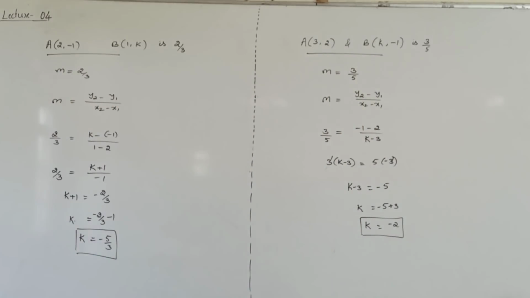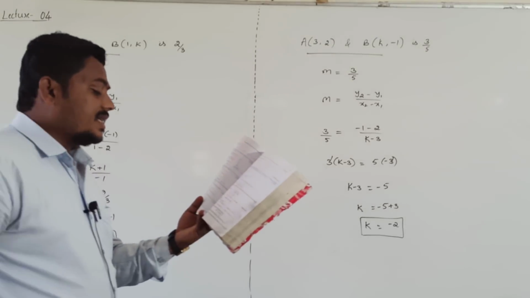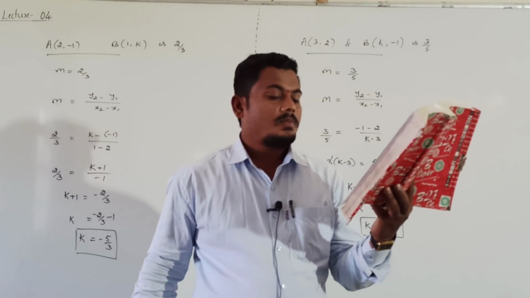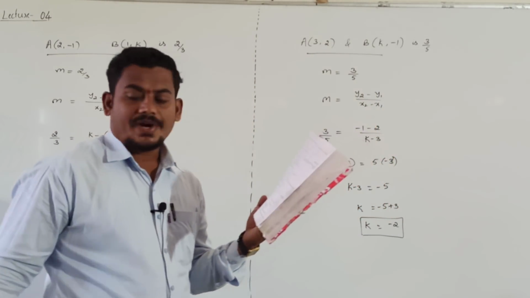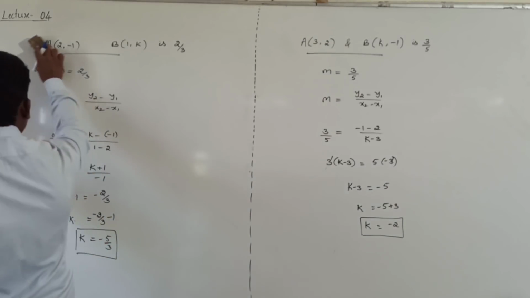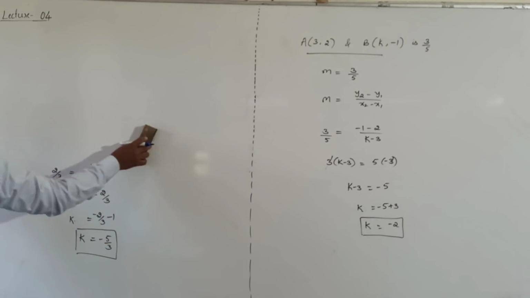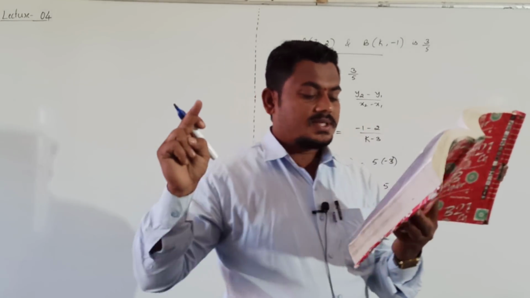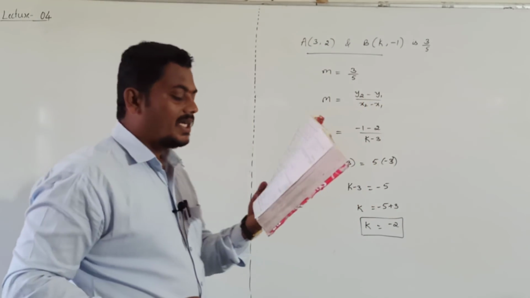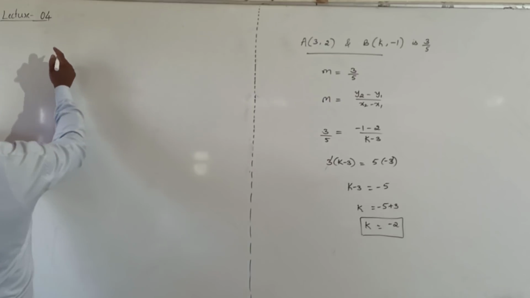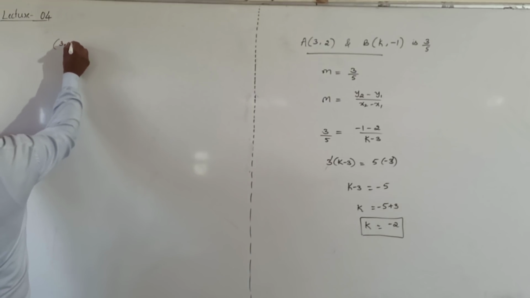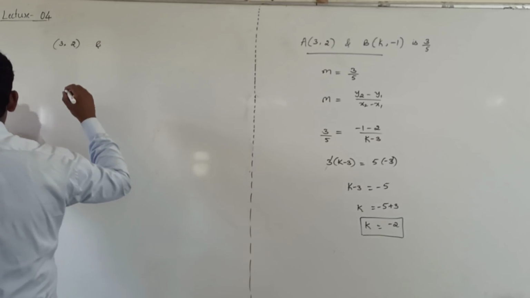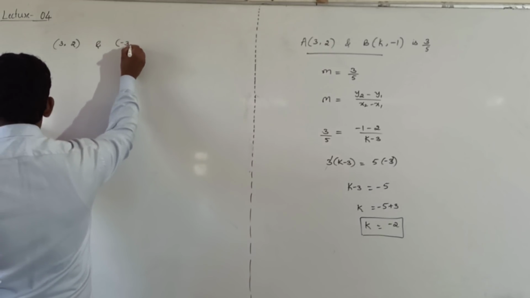Next problem. Find the slope of the line perpendicular to the line joining the points. The question is: find the slope of the line perpendicular to the line joining the points 3, 2 and minus 3, 1.